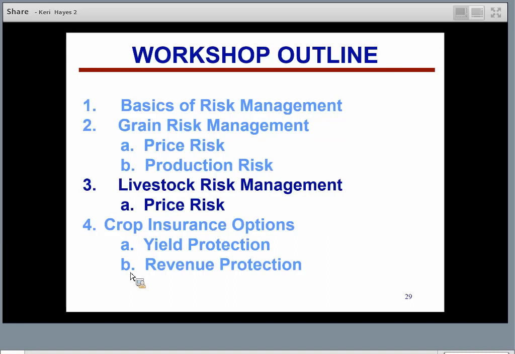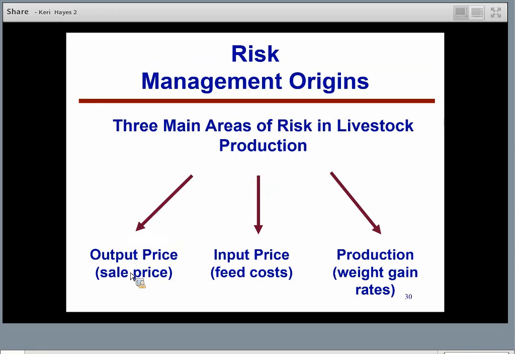And so what we're going to talk about here is not how to make the most money on that, but really how to eliminate the downside risk in your cattle operation. So again, 3 main areas of risk. Output price is by far the largest. Input cost is also a very big one, right? We can think about the cost of hay, the availability of hay as being a big area of concern. And then third, if we want to think about production risk, we can think about weight gain rates.